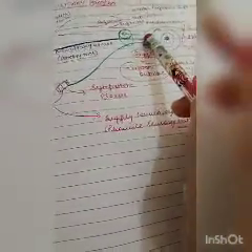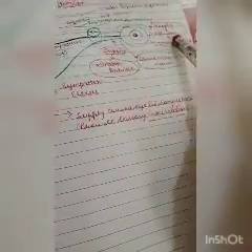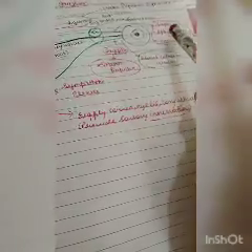Here it divides into two branches and supplies, number one, the sphincter pupillae and, number two, the ciliary muscle. First it supplies the sphincter pupillae and second it supplies the ciliary muscles.